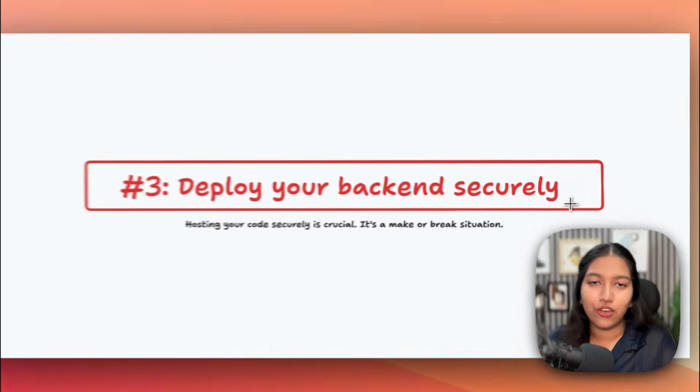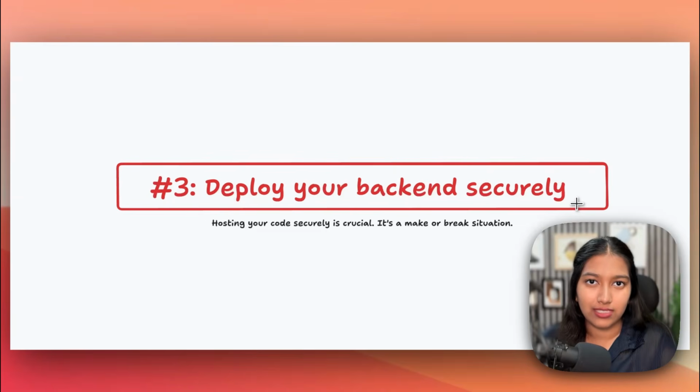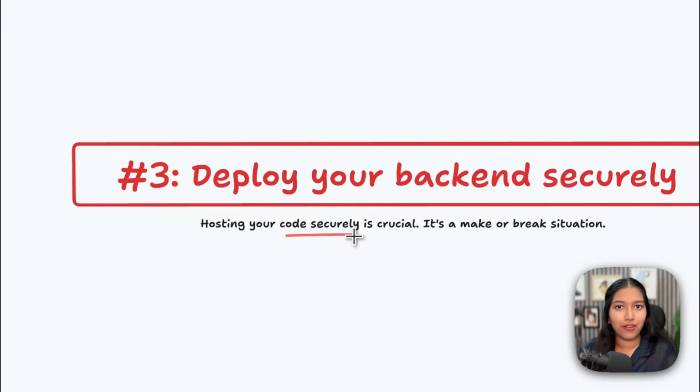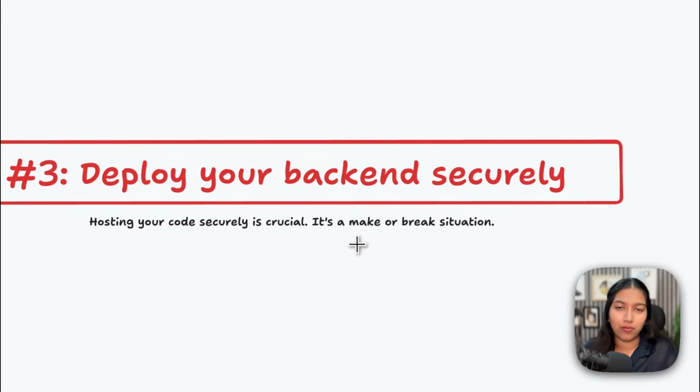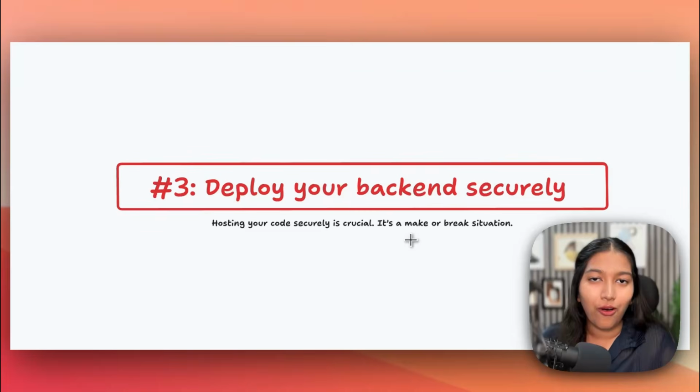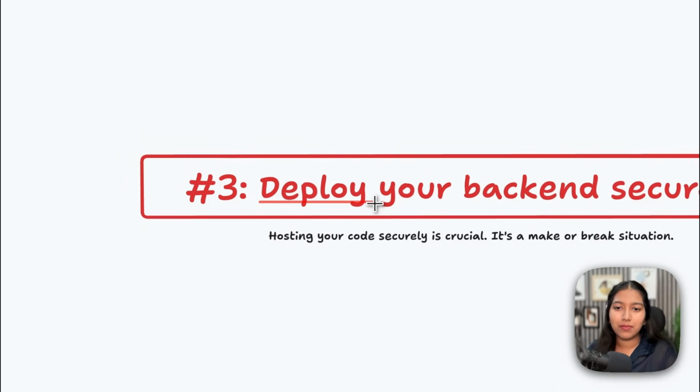The next one on the list is deploying your backend securely. So you have built your entire app, you have vibe coded it, and now it's time to take it online. So at this point, it is very important that you host it securely, because one mistake can either make or break your situation. For example, all the environment variables must be added onto your server. They must not be hard-coded inside the code.